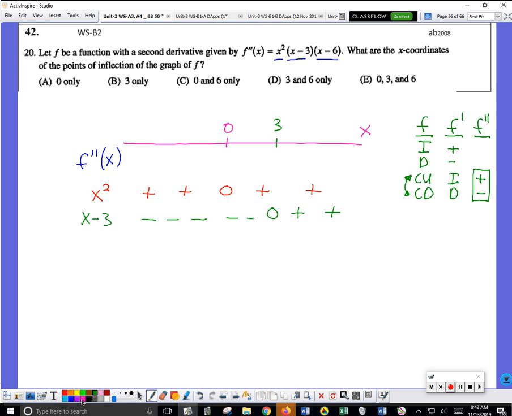Then we have X minus 6. So 0, negative, then positive. Wave if you want me to give more detail on that. Just wave at me.